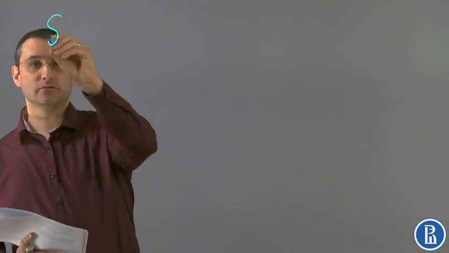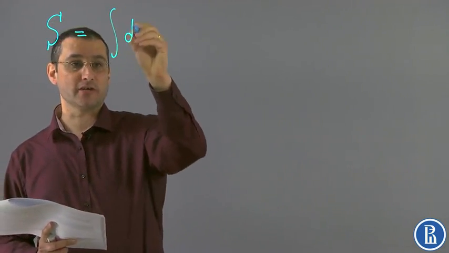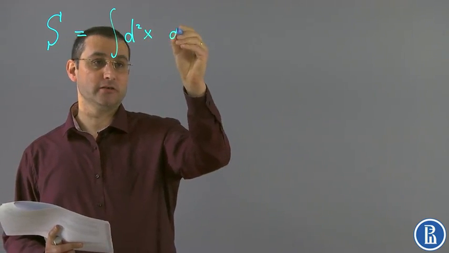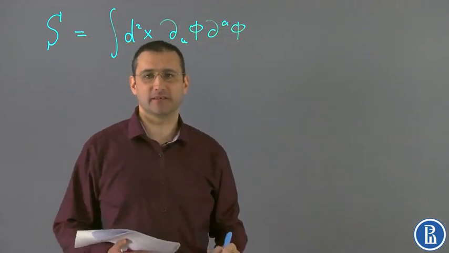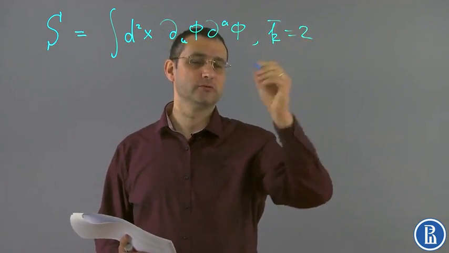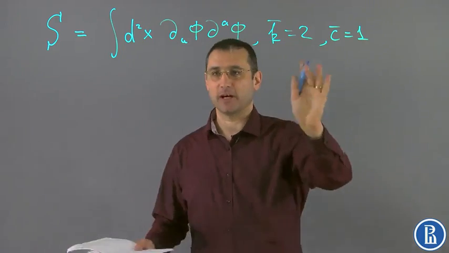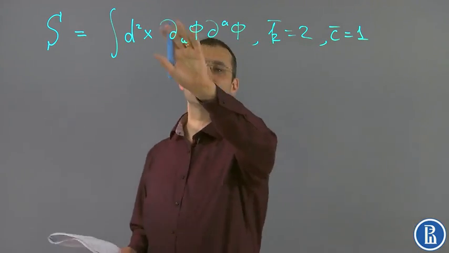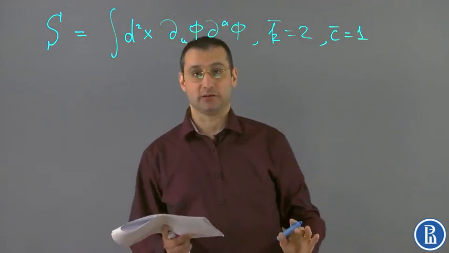We continue with the least action principle for the scalar fields. So we have obtained from some simple considerations the following two-dimensional action, the integral of ∂_A φ ∂^A φ. We fix k bar to be 2, and also c bar we fix to be 1, as if we are in two-dimensional space-time. We want to obtain equations of motion that follow from this simple two-dimensional action.